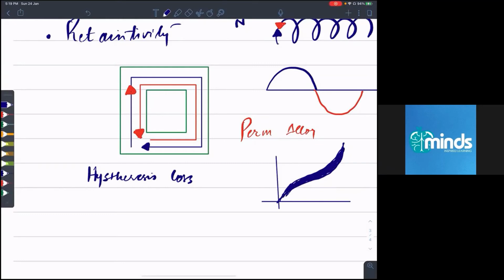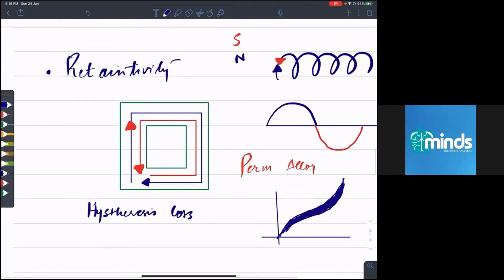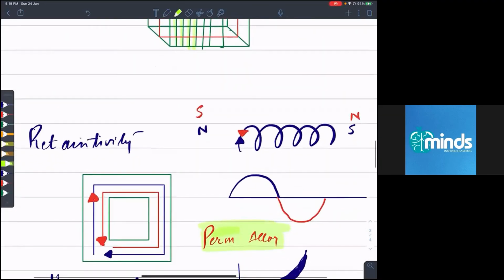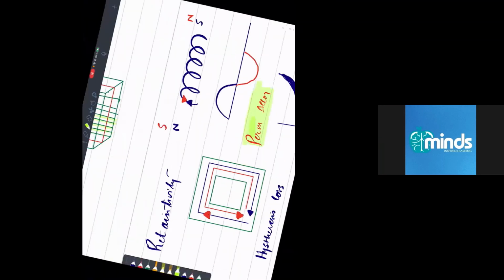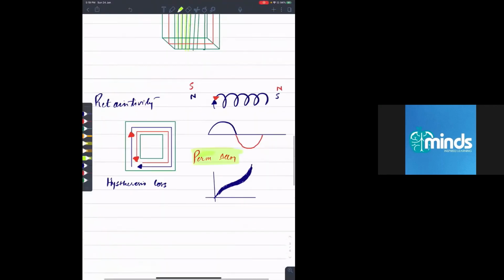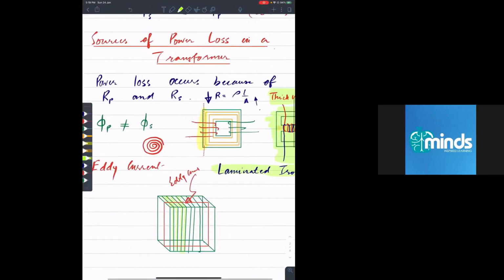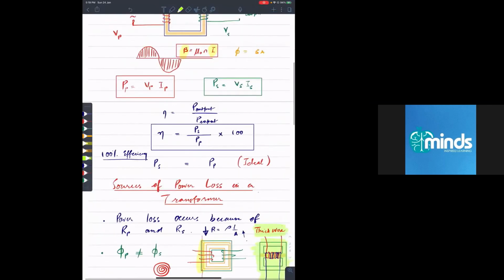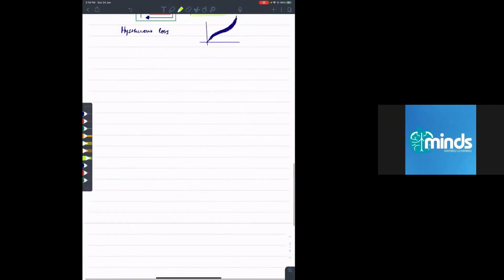So in a transformer, some power losses occur because of retentivity. That loss is known as hysteresis loss, and this loss can be overcome by using an alloy known as perm alloy. Because in the exam, they do ask questions related to sources of power loss in a transformer. How can you minimize them?